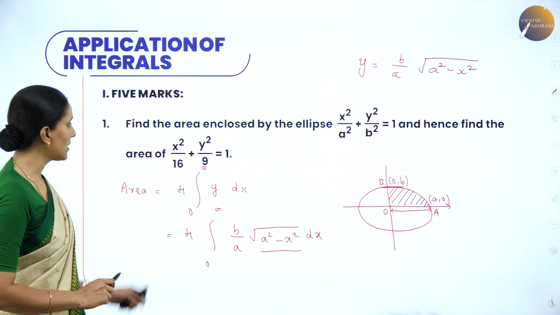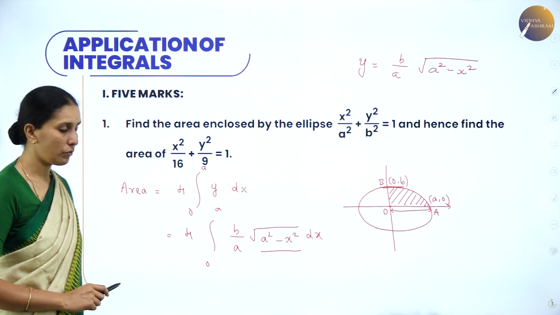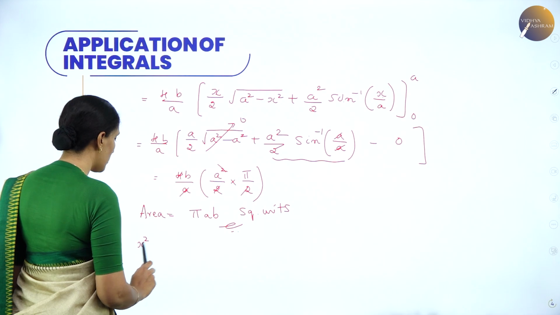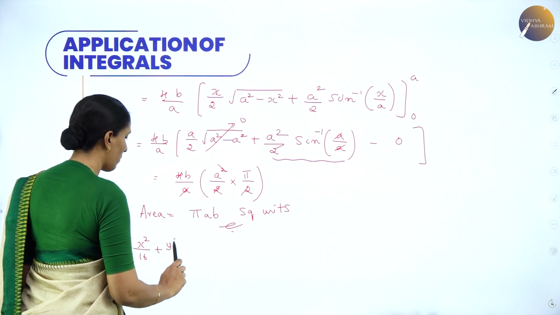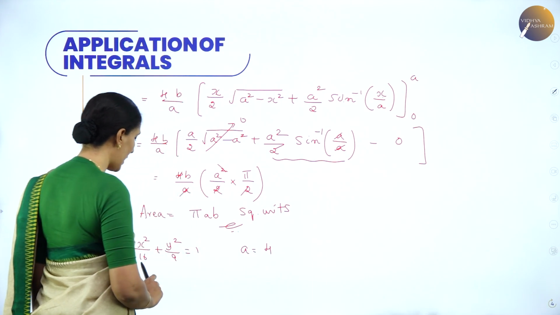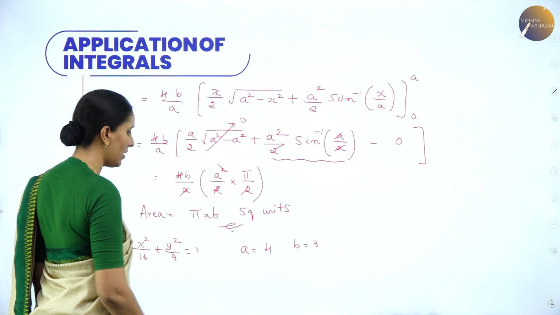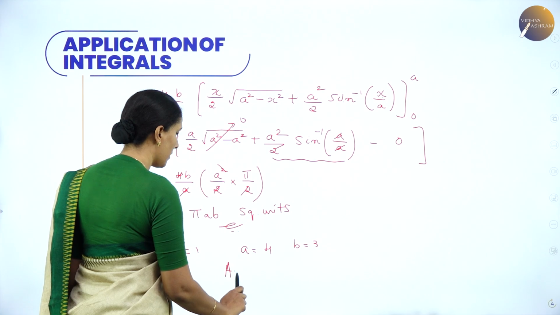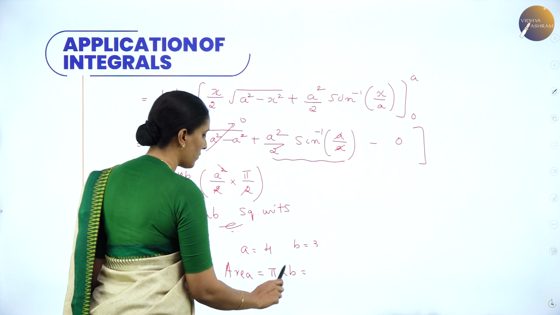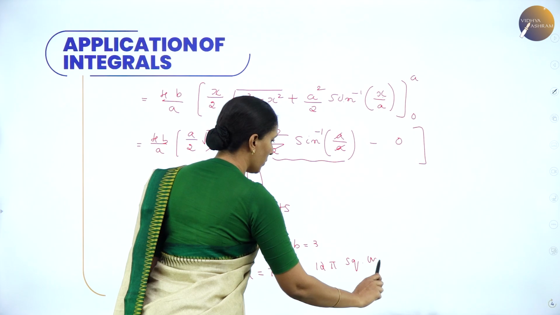Now they have asked us to find the area of x square by 16 plus y square by 9 is equal to 1. So from this expression, we can clearly see the value of a is 4 because a square is 16. The value of b is 3 because b square is 9. Now since the area is equal to pi a b, if you put a as 4 and b as 3, the value is 12 pi square units.